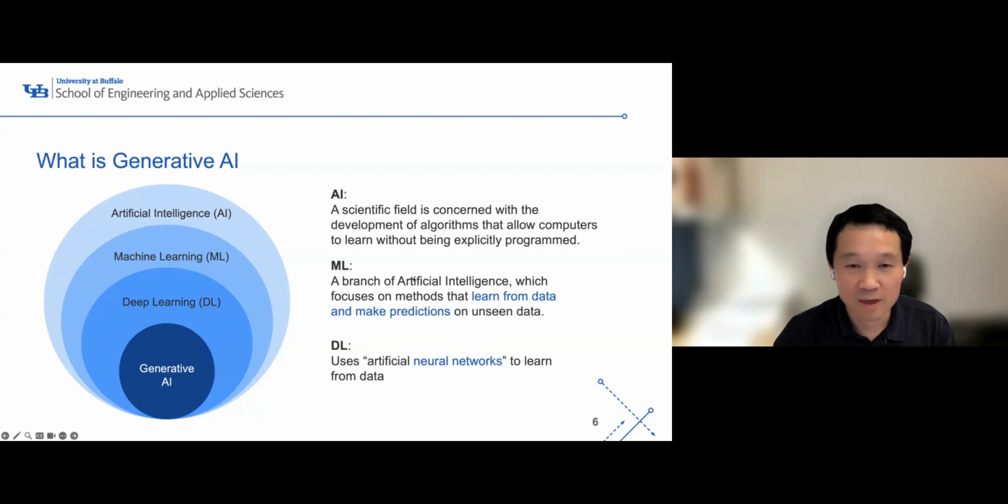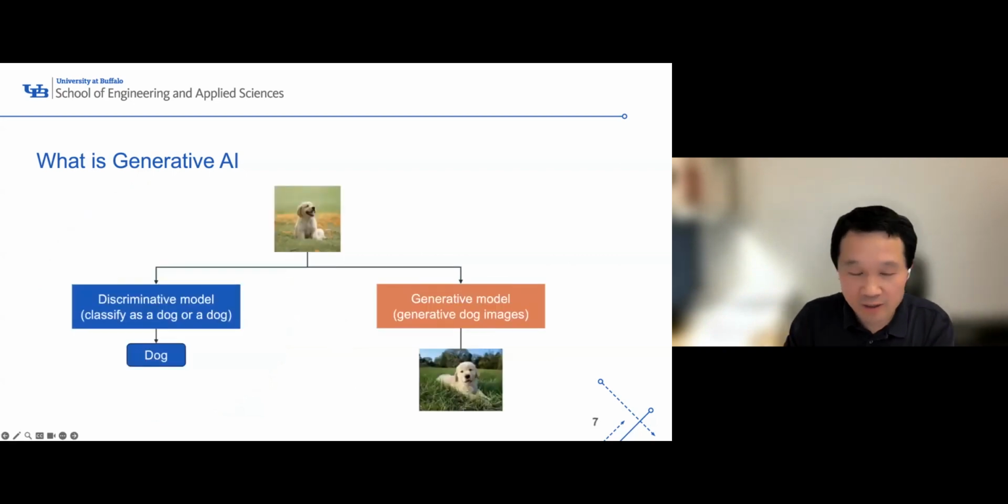For generative AI, what's the difference between generative AI and traditional machine learning and deep learning models? Traditionally, we use machine learning models for classification. For example, we utilize the trained model as a classifier, and then it can identify, oh, this is a dog. But if we use generative AI, we want to generate images, like dog images. Right now we use generative AI to generate many things. We can generate text, images, even video. This is the major difference between generative AI and the traditional machine learning model.